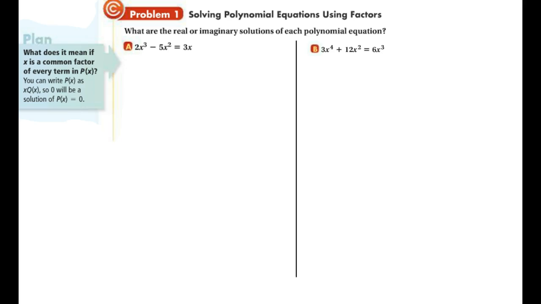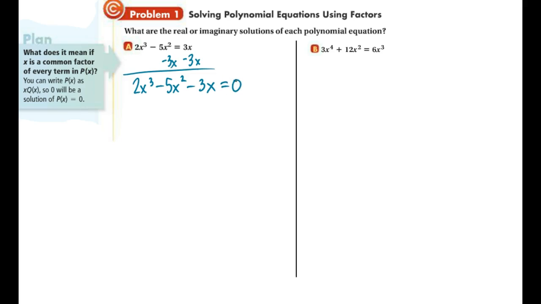Here in example 1, we are given a few polynomials. We need to figure out the real or imaginary solutions of each. The first thing that I notice in part A is that the polynomial given is not in standard form. So that's the first thing I want to do, is make sure it is in standard form and it's equal to 0. So I want to subtract 3x to the other side. So that means I have 2x to the third minus 5x squared minus 3x equals 0.